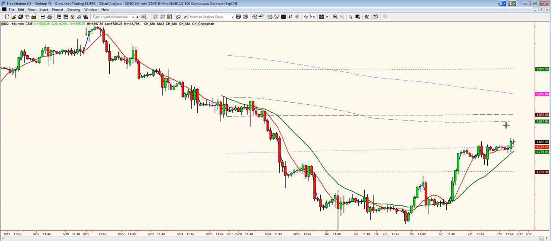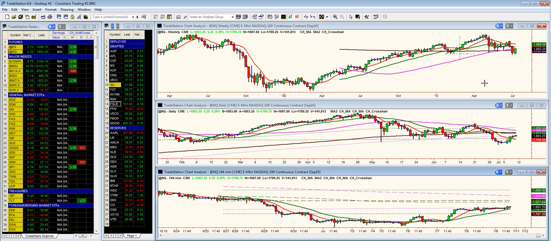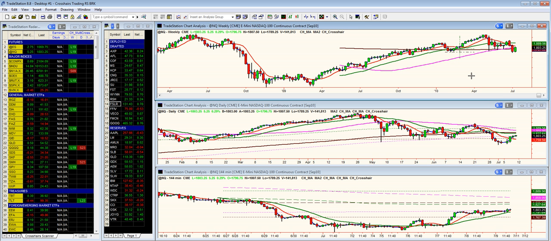And the 144 simply allows you to look at the market a couple of times a day and get an idea of possible direction for hour trades or a couple of day trades. And then the daily chart, as I said, can give you an idea of multi-day trades to possibly multi-week, and the weekly chart can give multi-week, multi-month opportunities.